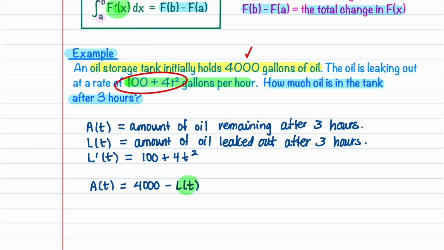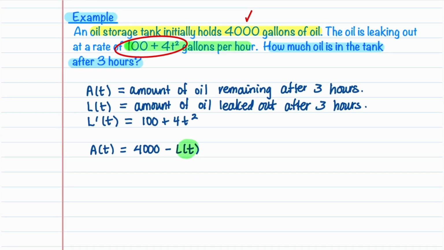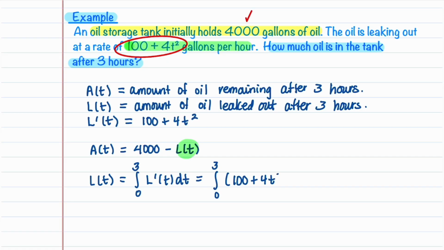To do that, we are going to use the net change theorem, and it tells us that capital L of t is the integral from 0 to 3, because we have 3 hours that we're looking at, of L prime of t dt. Now we can just substitute in what L prime is. It is 100 plus 4t squared dt. Now we can integrate that. This is 100t plus 4t cubed divided by 3. And we're going to evaluate this from 0 to 3.